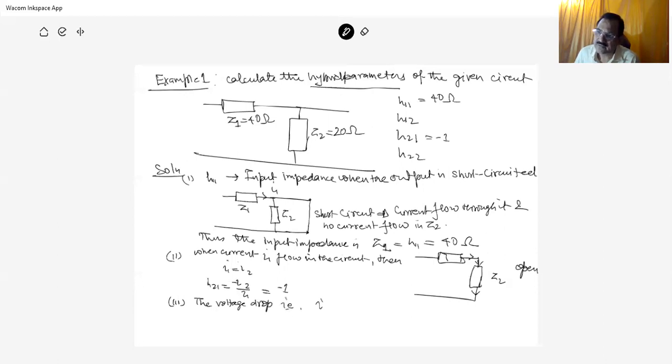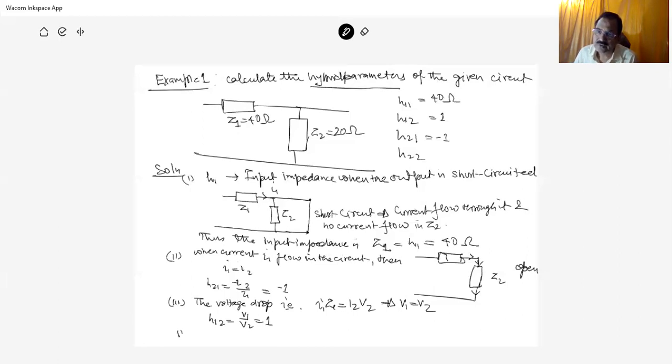That is I1 Z1 is equal to I2 Z2. So this implies V1 is equal to V2. So H12 means reverse voltage gain, V1 upon V2, that is 1. Here it is 1.